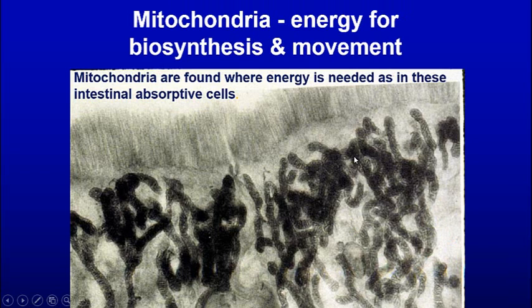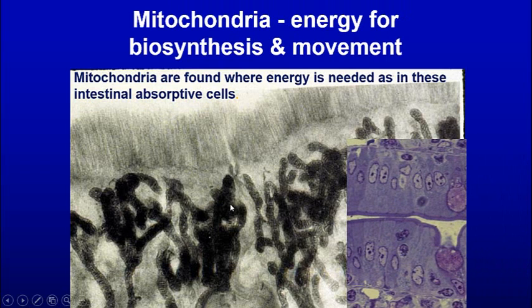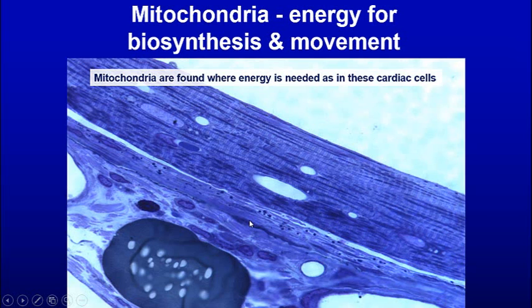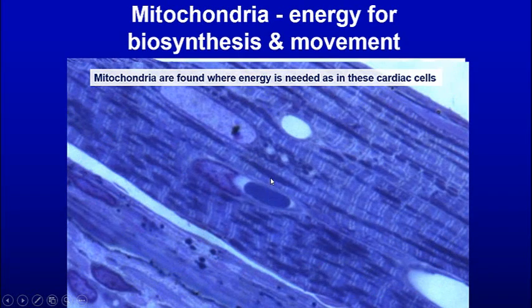Here again, we can see lots of mitochondria, as they are associated with the intestinal absorptive cell for the ATP that's going to be needed for transport to occur. So this is the brush border, and here we can see these little globs are really mitochondria like we see there. Also, this is a cardiac muscle cell, and you can see the rods of mitochondria in there as well. Here again, they are right here.